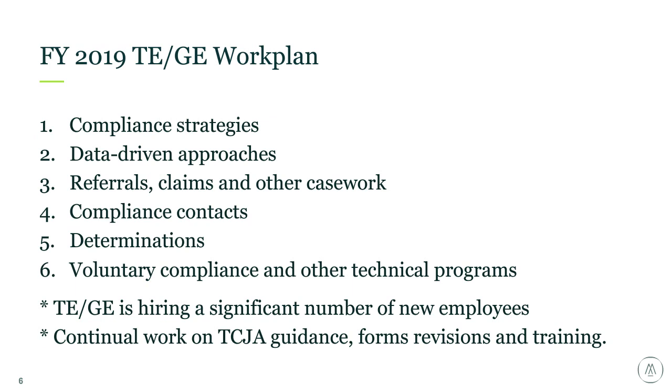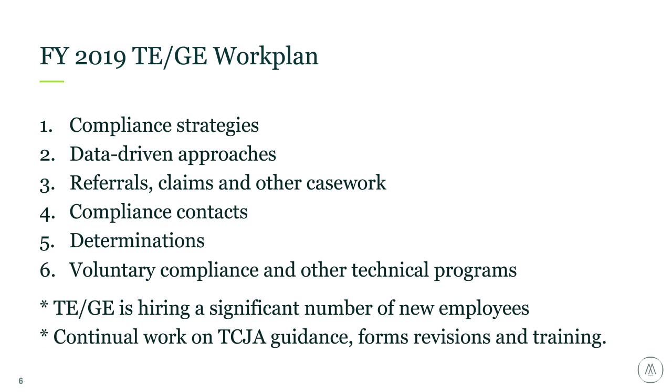Determinations is another area that the IRS is focusing on. This is where they issue exempt status to organizations that submit the Form 1023, 1024, or 1023-EZ. So they're expecting a continued increase in applications that are coming in, and they're trying to reduce their time to process. So they're actually hiring 40 new revenue agents, if anyone's interested, to work in this area.